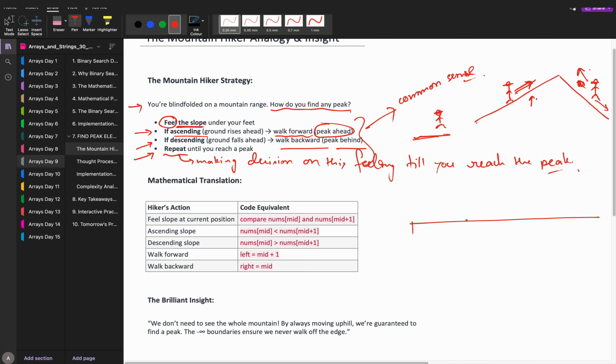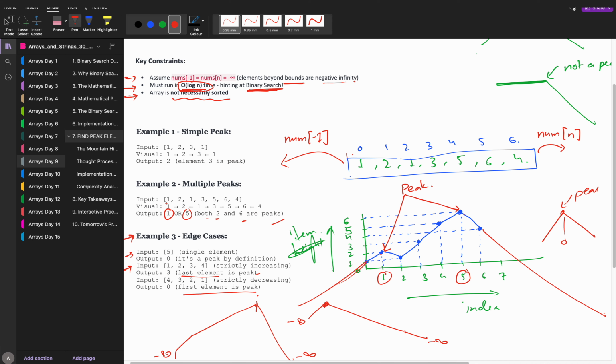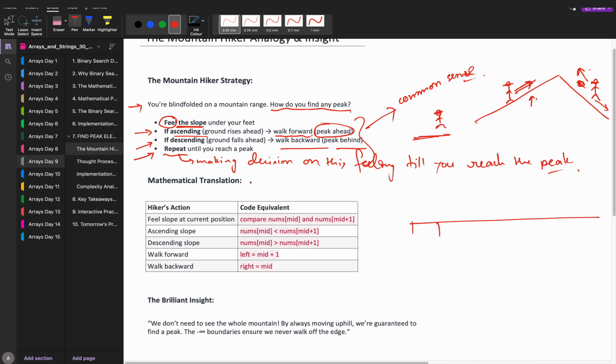Let's say you are at some random item, or let me just put the same data: 1 2 1 3 5 6 and 4. These are all the items, at indices 0, 1, 2, 3, 4, 5, and 6, in the nums array. Let's say instead of going randomly, you picked the middle, with left and right, and you started from the middle.